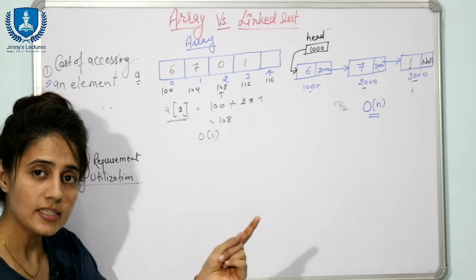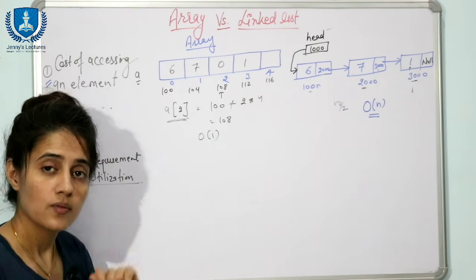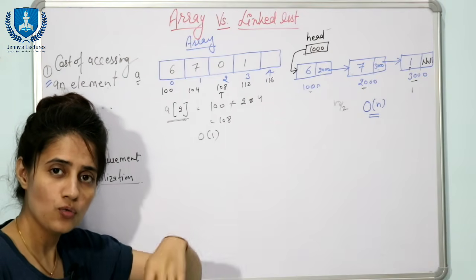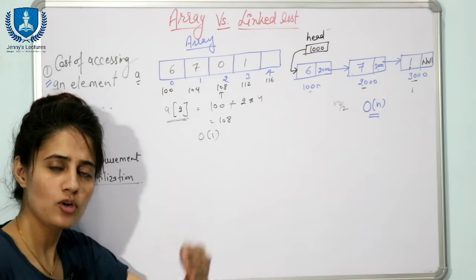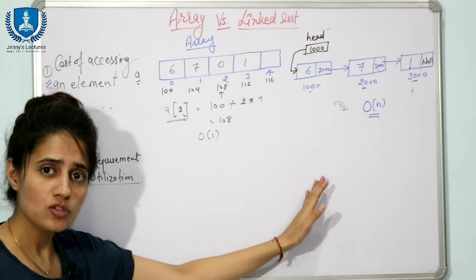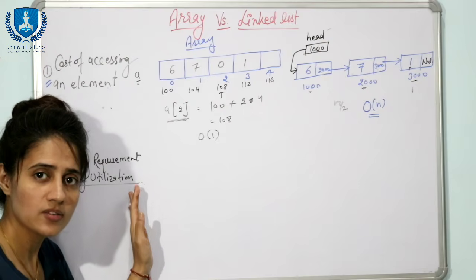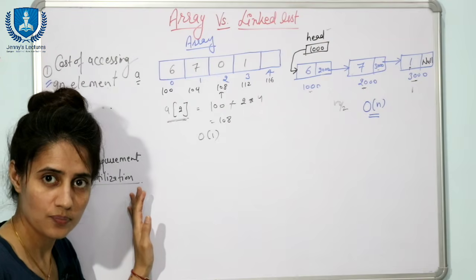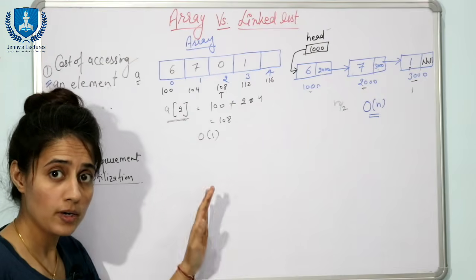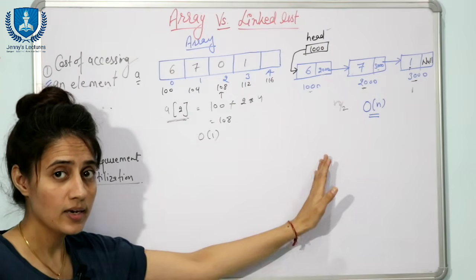Fine. But a linked list is what? Dynamic size. There we don't have to give the size at the start. If you want to create another node, you create that node at runtime only. There is no wastage of space. So in a linked list, memory utilization is very efficient. Fine. Now if we talk about memory requirement, the memory requirement in an array is less than in a linked list.